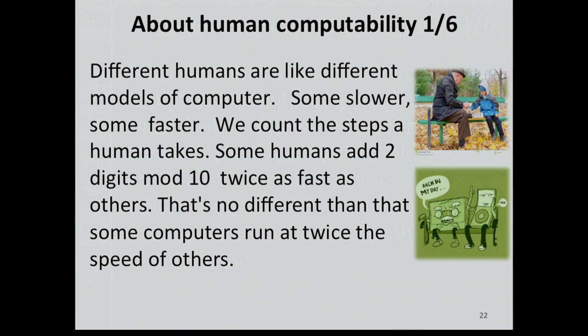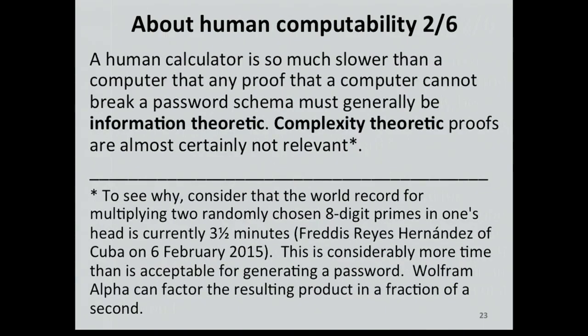So now okay, human computability. A human calculator is so much slower than a computer that any proof that a computer cannot break a password schema must generally be information theoretic. Complexity theoretic proofs are almost certainly not relevant. And to see why, consider that the world record for multiplying 2 randomly chosen 8-digit primes in one's head is currently 3.5 minutes.